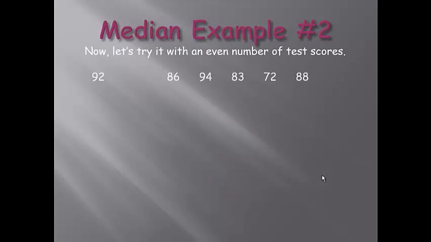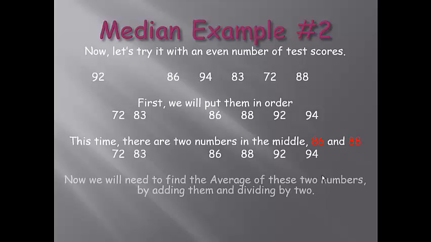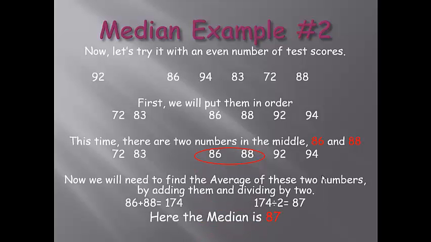Another example showing an even list. So we have 6 numbers in our list over here. We need to put these numbers in order from 72 to 94. This time there are two numbers in the middle, 86 and 88. So now we will need to find the average of these two numbers by adding them and dividing by 2. So 86 plus 88 equals 174. And 174 divided by 2 gives us 87, which is our median.